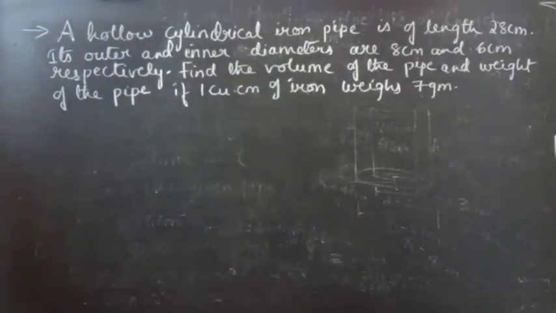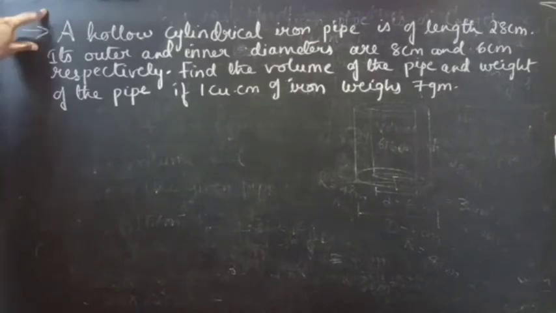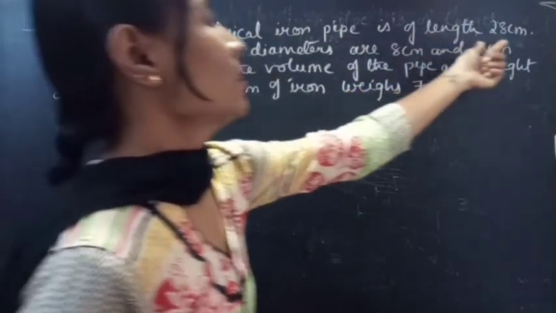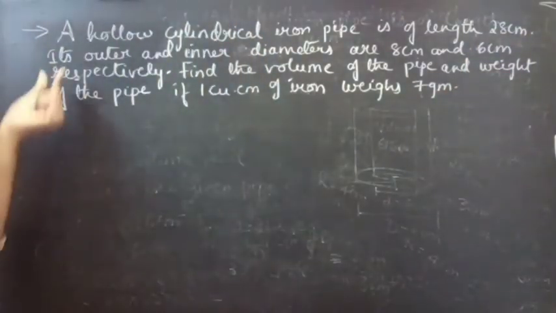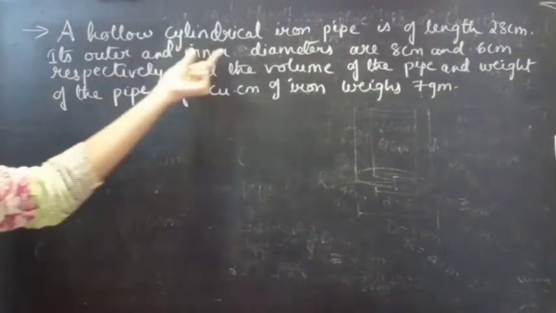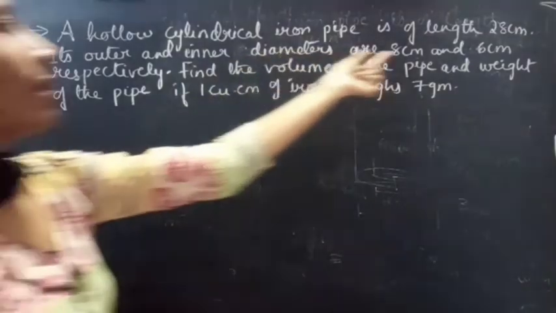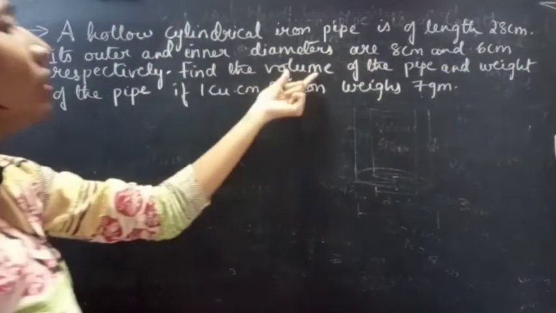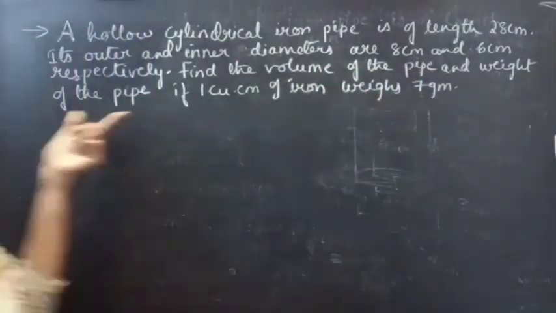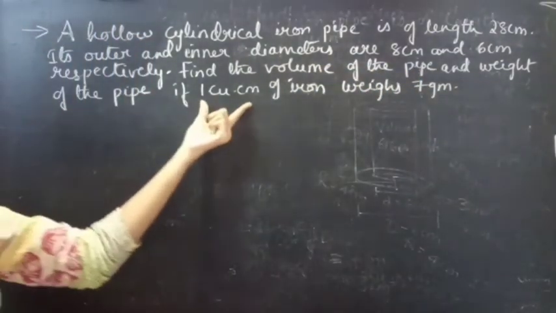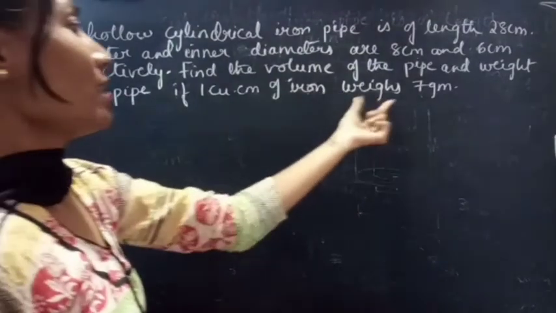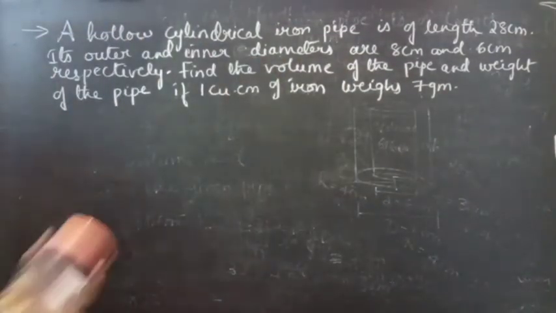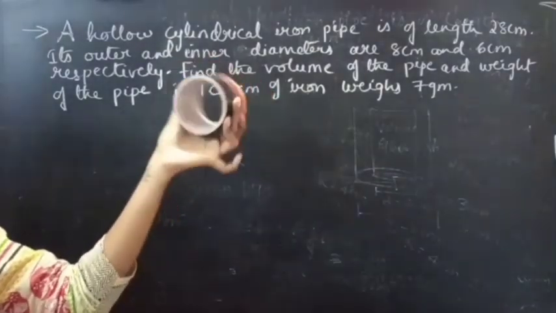Okay, so the problem: a hollow cylindrical iron pipe is of length 28 cm. Its outer and inner diameters are 8 cm and 6 cm respectively. Find the volume of the pipe and the weight of the pipe if 1 cubic centimeter of iron weighs 7 grams. Okay, so let us consider a hollow cylindrical iron pipe.